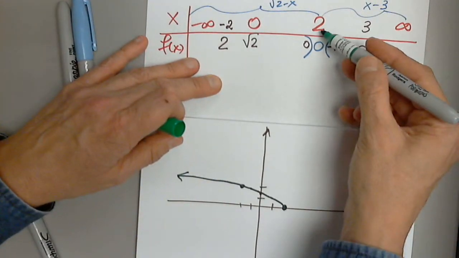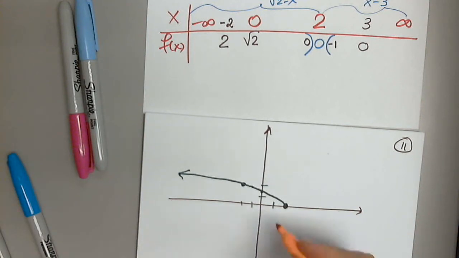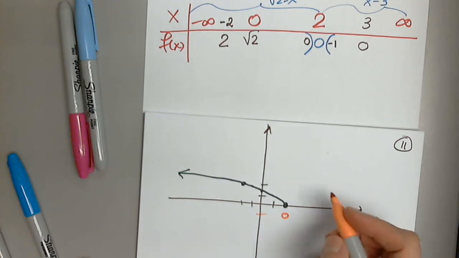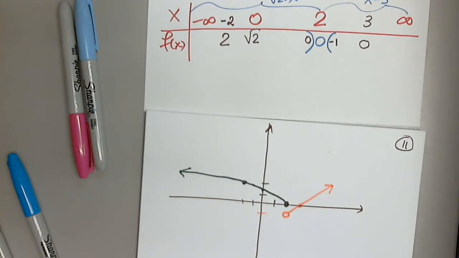Then on the other side, I have 2 comma negative 1. But 2 comma negative 1 is here, and this is an open point. And 3 comma 0 is right here, and this is a line. It is very clear the function is not continuous at 2.